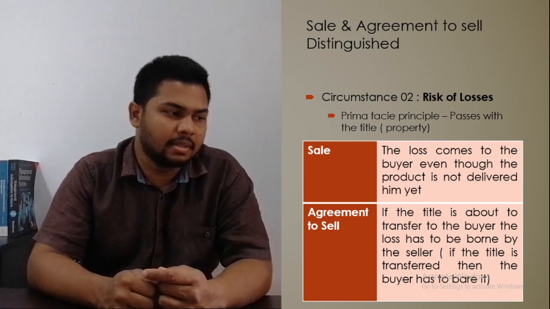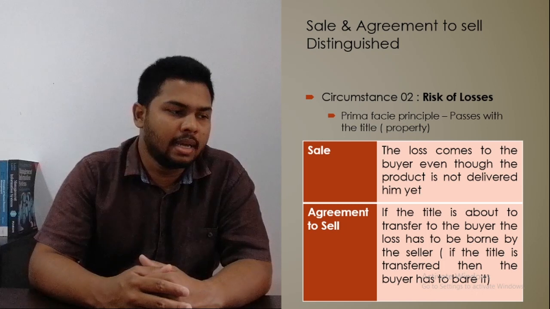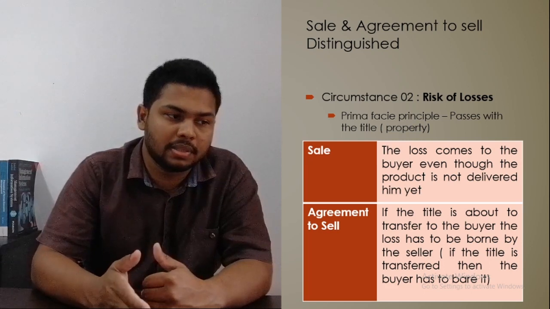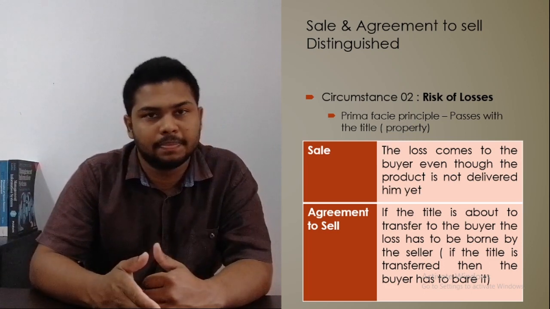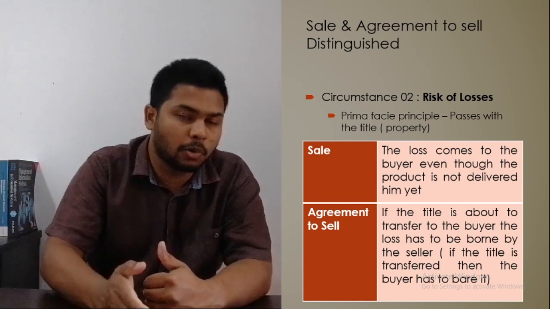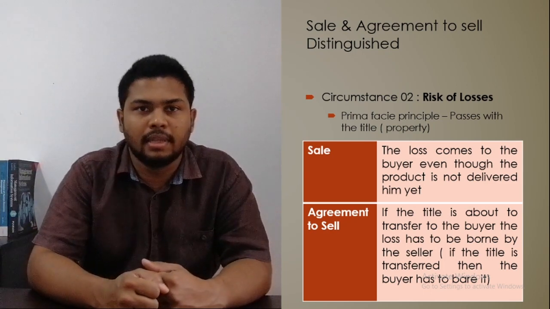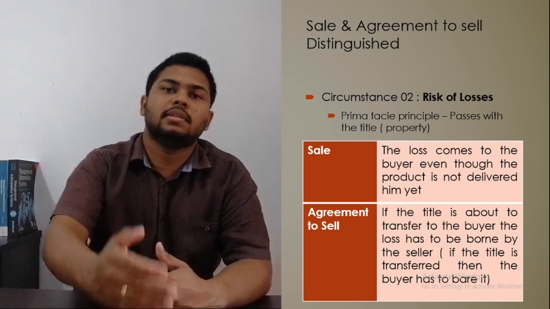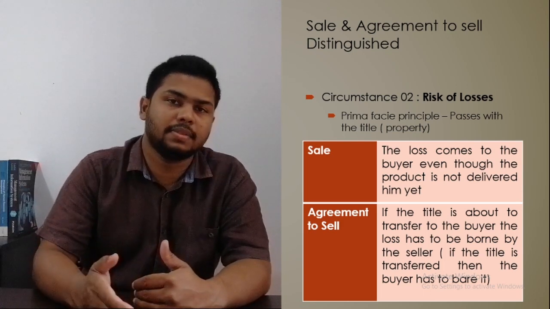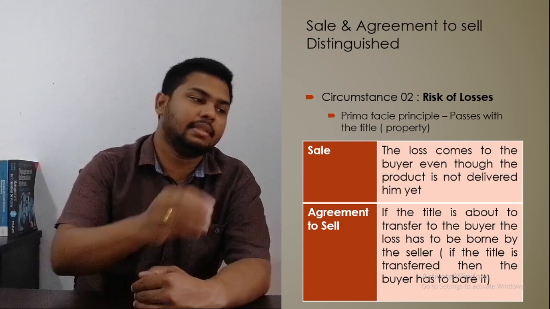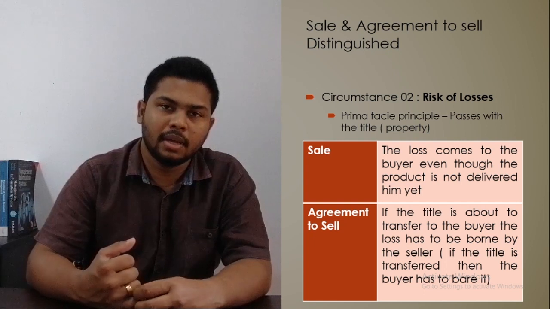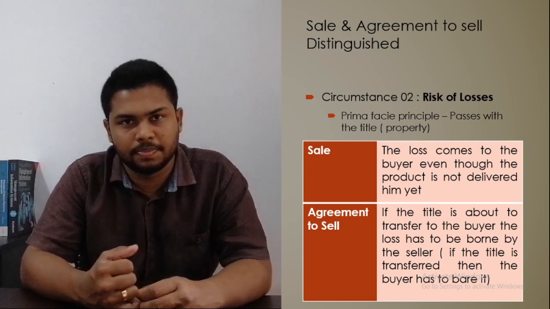Then the second circumstance, agreement to sell. You have an agreement to sell, right? If the title is about to transfer to the buyer, read it carefully, the loss has to be borne by the seller because it's not transferred yet. The title hasn't transferred yet. But of course, if you have signed an agreement saying that the title has been transferred, make that point. If the title is transferred, then the seller ceases the ownership and the ownership will come under you.